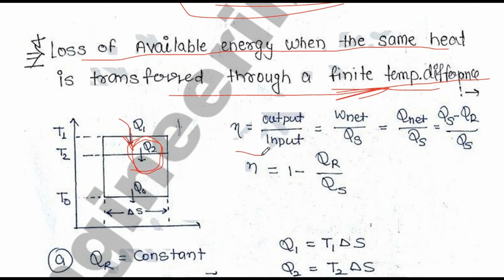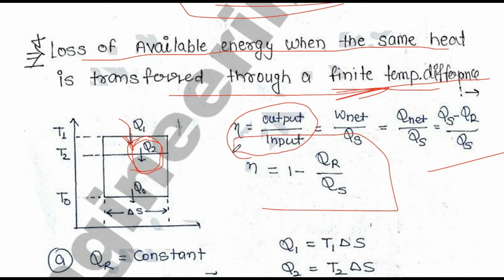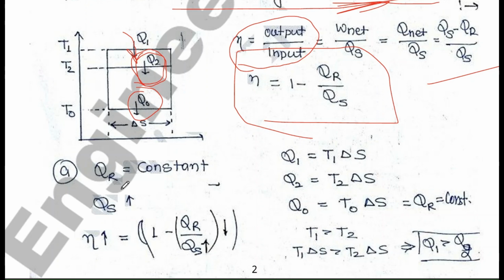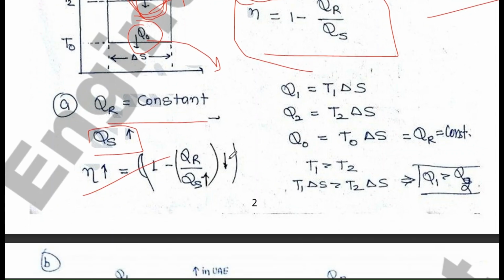So efficiency would be output by input, that is, work divided by QS. So this is a final formula for efficiency. So when QR is constant, QR is basically rejected heat, and QS is increased, then efficiency will be increased. So here is the temperature difference you can see. So from where we are taking the heat, Q2 should be as high as possible to increase the QS, so as to increase the efficiency.